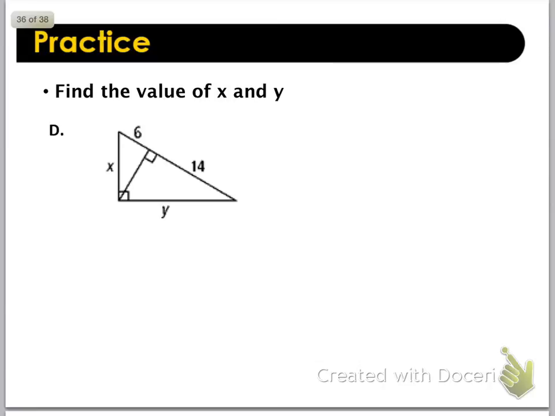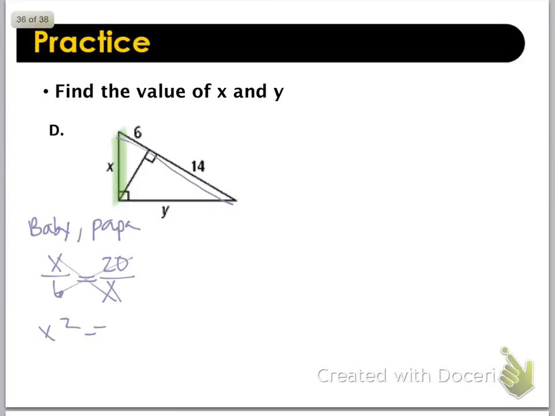Okay, so if we're finding x, it is touching baby and papa. So we're going to do x over the leg of baby equals papa's length, so 14 plus 6 is 20, over my missing leg. X times x gets me x squared. 6 times 20 gets me 120. Opposite of squaring is square rooting. So x equals the square root of 120 in decimal, 10.95.